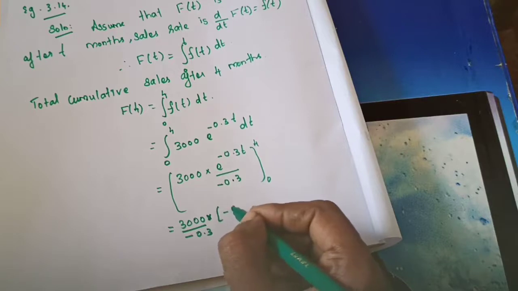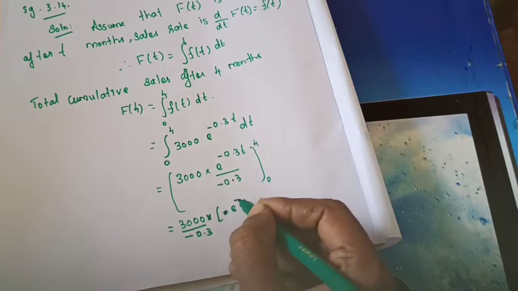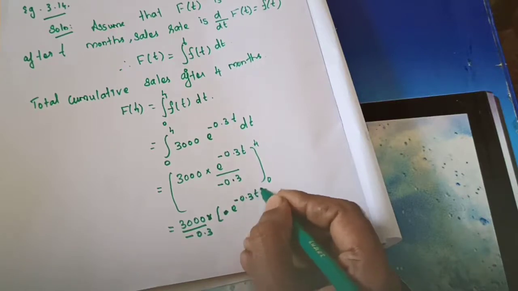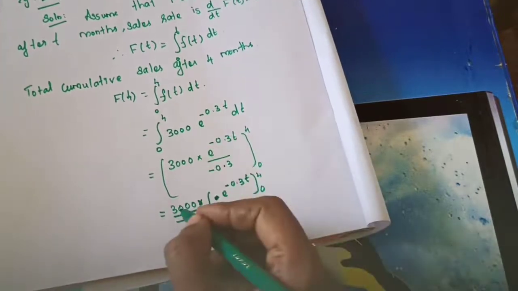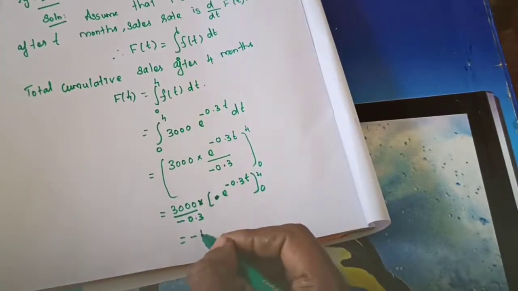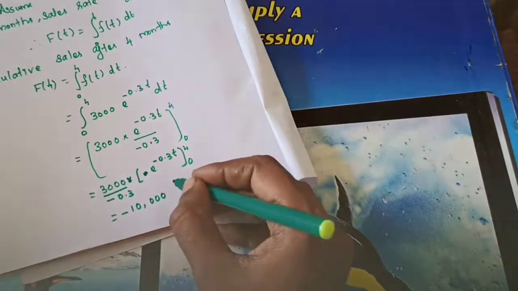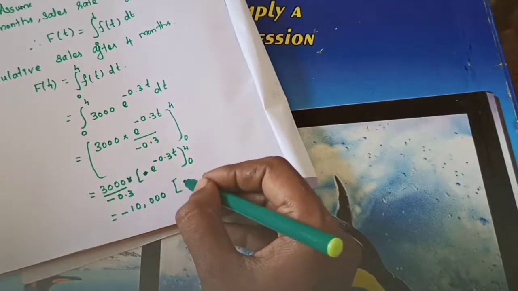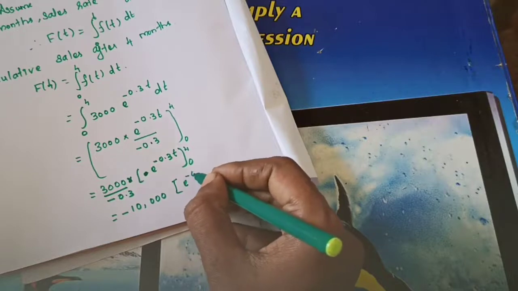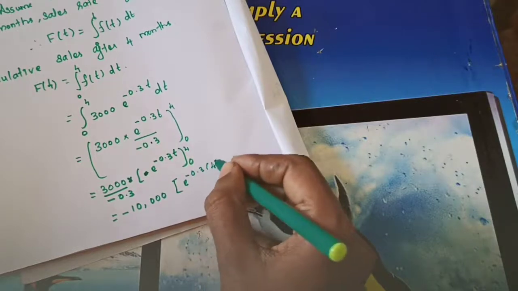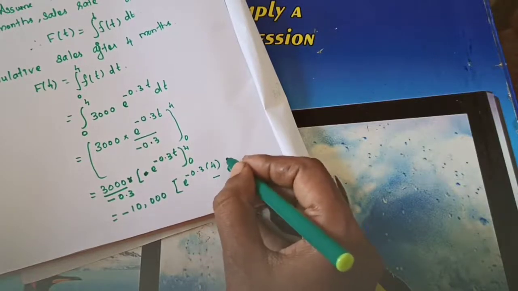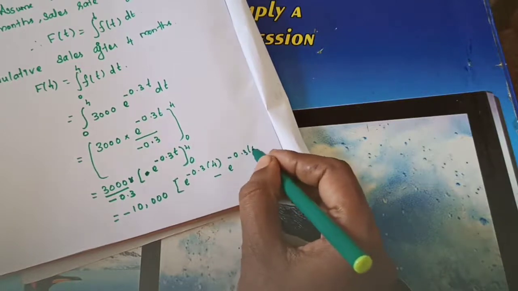So this four alone you can apply the limit. My e power minus 0.3t, 0 to 4. Okay. So if you simplify this, you will get the answer as minus 10,000. Correct? Simplify. Okay. Minus 10,000. Apply the limit here. So e power minus 0.3 into 4 minus e power minus 0.3 into 0.